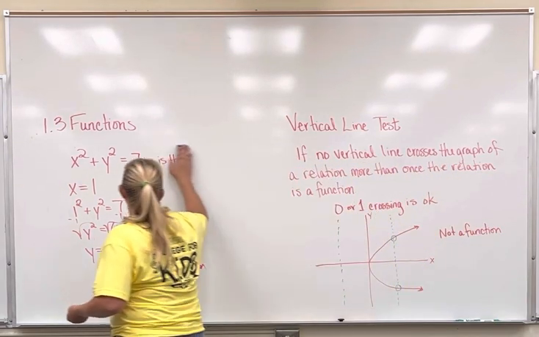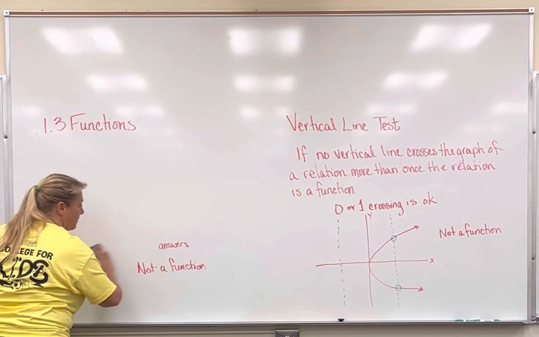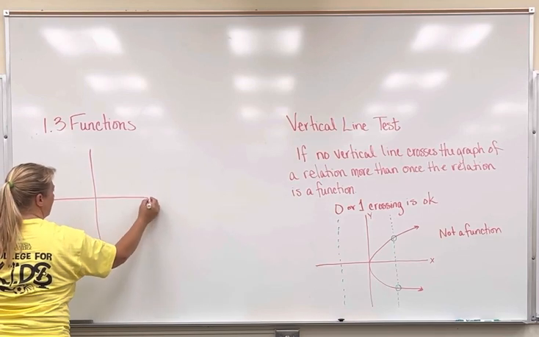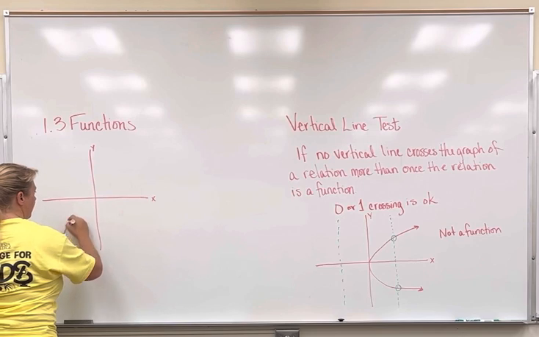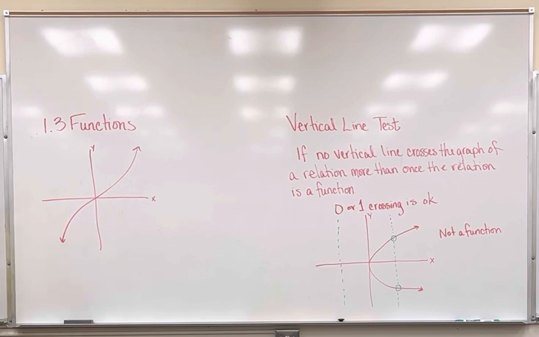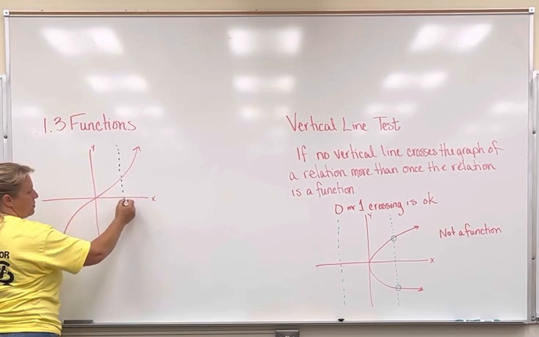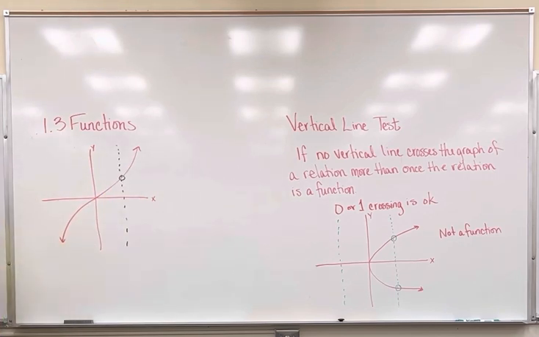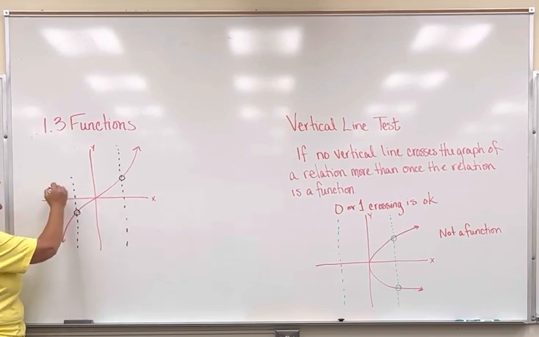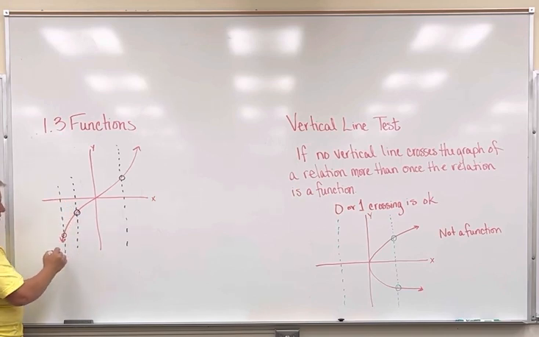But let's say that we had the graph that looks something like this guy. If we drop vertical lines down through this guy, any vertical line that we drop crosses the graph 1 time. This vertical line over here crosses the graph 1 time. This vertical line over here crosses the graph 1 time. And the arrow pointing this way shows that it should go on forever and ever in both directions.